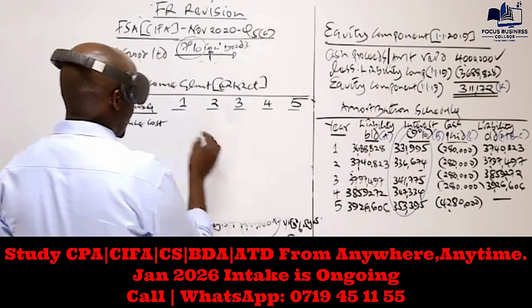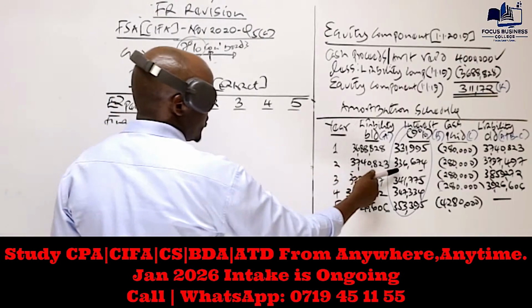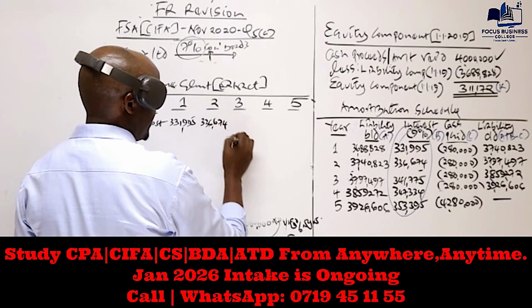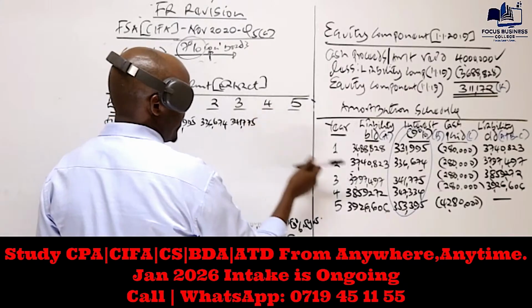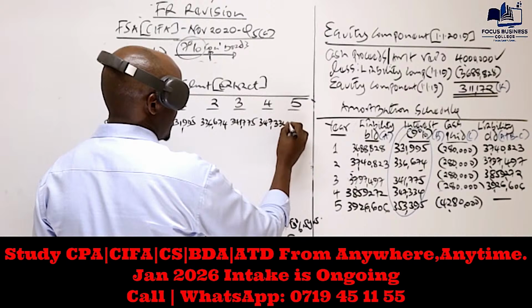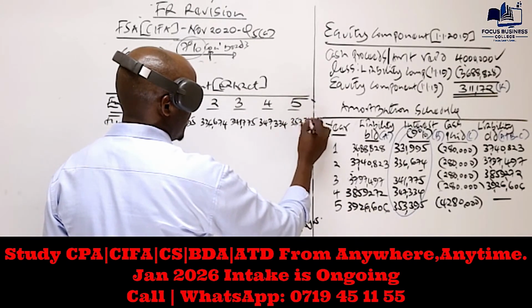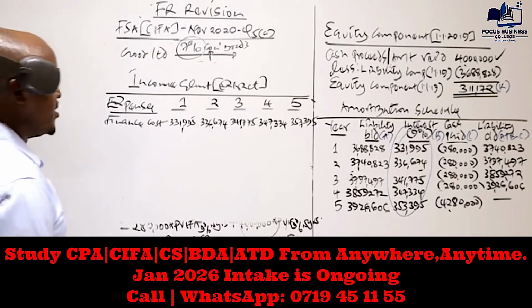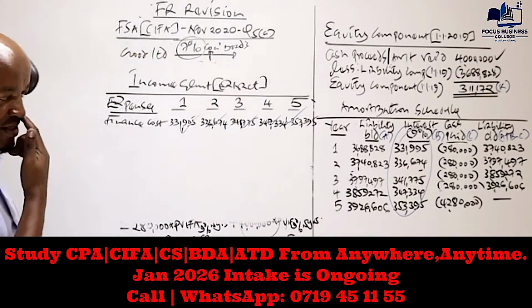For the first year, what we have here is 331,995. For year 2 it is 336,674. For year 3 it is 341,775. For year 4 it is 347,334. And basically for year 5 it is 353,395. So this is what the company was supposed to recognize in the income statement, basically as an expense, the finance cost or that interest.